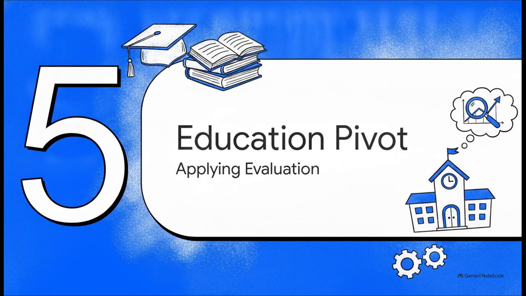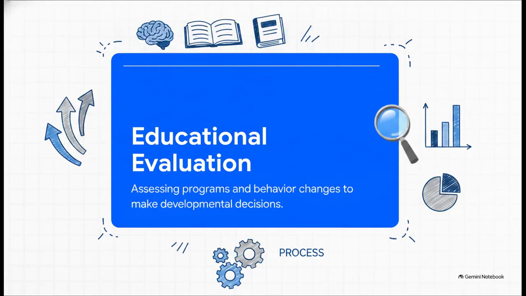Let's pivot a bit for Section 5, applying evaluation in the educational field. All right, so we need to reframe our vocabulary just a bit here. What the corporate business world calls control, the educational sphere broadly calls evaluation. Educational evaluation is the continuous, analytical process of assessing programs, tracking positive changes in student behavior, and measuring how effective the whole school system is. Just like in business, the ultimate goal isn't to punish. It's to make smart, developmental decisions for the future.